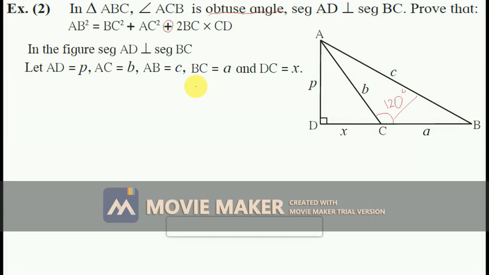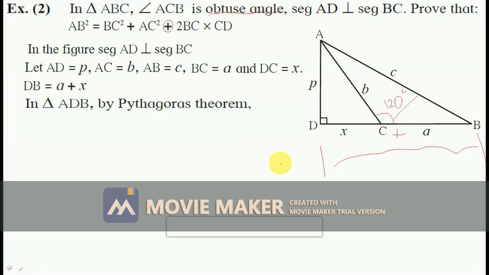Therefore, DB will be a plus x. What will be the DB? DB will be a plus x, because BC is a and DC is x. The whole distance from D to B will be a plus x. Okay. Now, in triangle ADB by Pythagoras theorem, we know that hypotenuse square equals perpendicular square plus base square. So here we write for triangle ADB, the hypotenuse is AB.